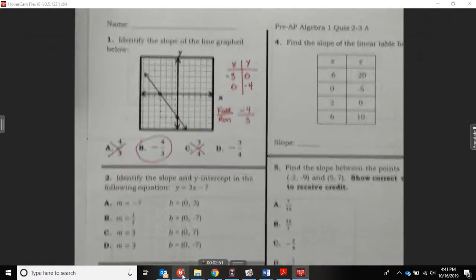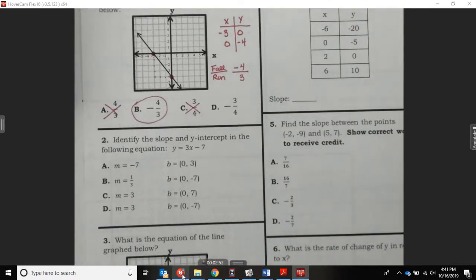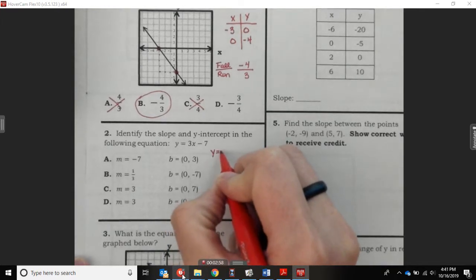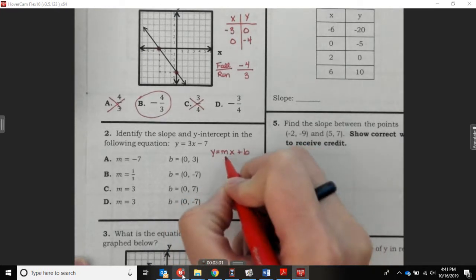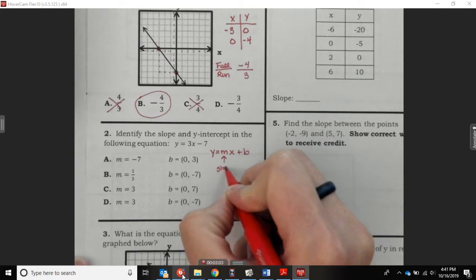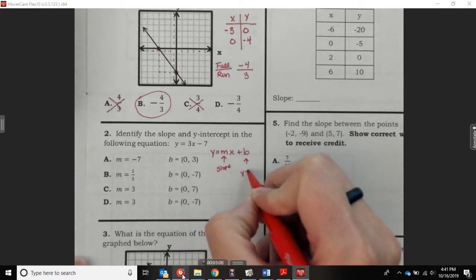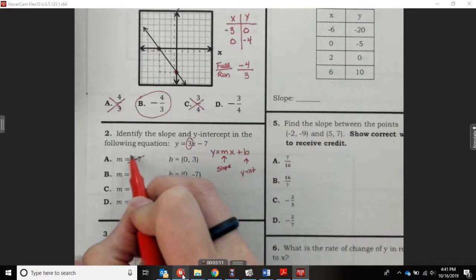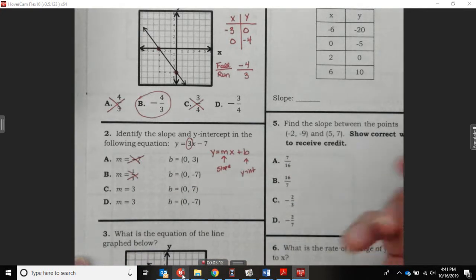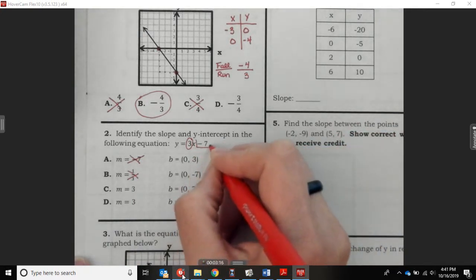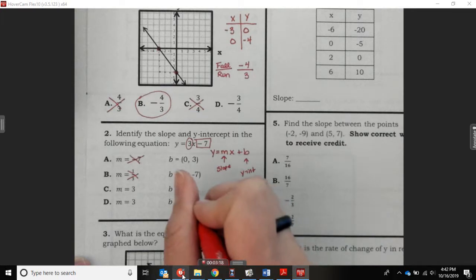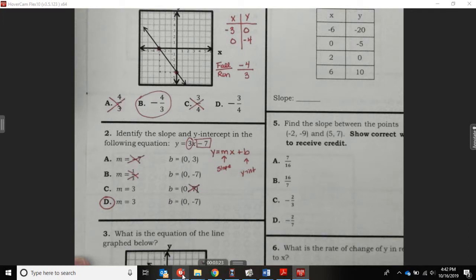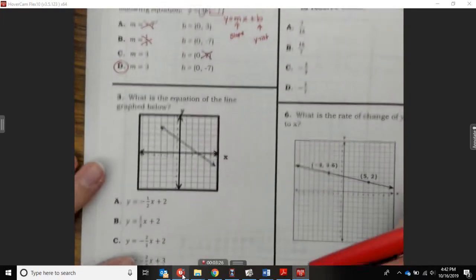Number 2, identify the slope and y-intercept of the following equation. Remember, y equals mx plus b, where m is your slope and b is your y-intercept. So that means my slope here is 3, which gets rid of a and b. And then my y-intercept is -7. So that gets rid of c, and so my answer was D. Nothing you really could have done on the calculator there.